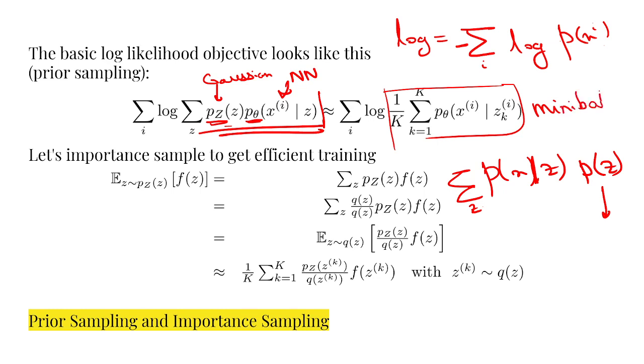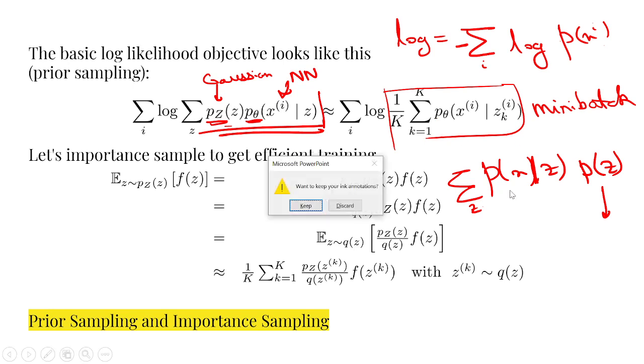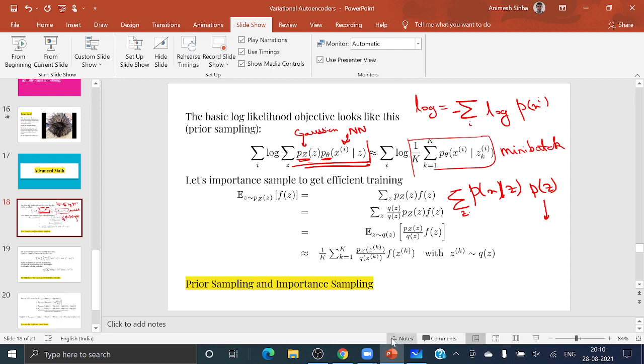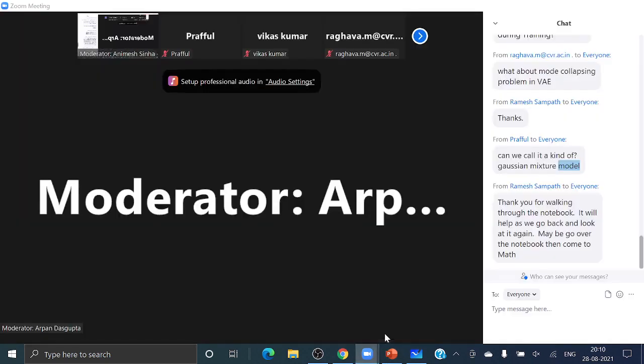You just sample a small batch and you average the loss over that batch. So you average the negative log likelihood over that batch. Am I making sense till now?